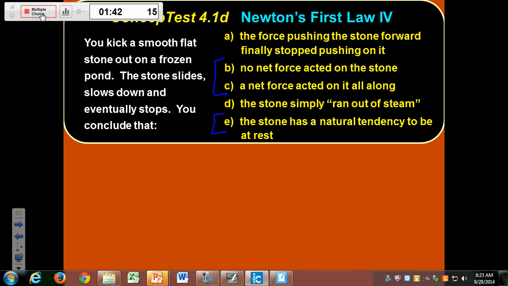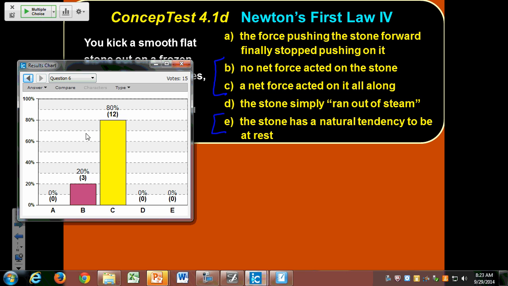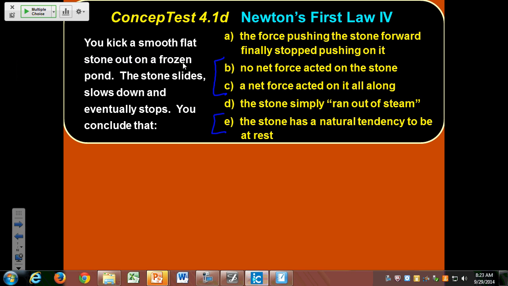Okay, I'm going to go ahead and stop at 148. Okay, C is the right answer. Notice E is not the right answer. I know that's sort of the way that we like to think about things, but E is not correct.